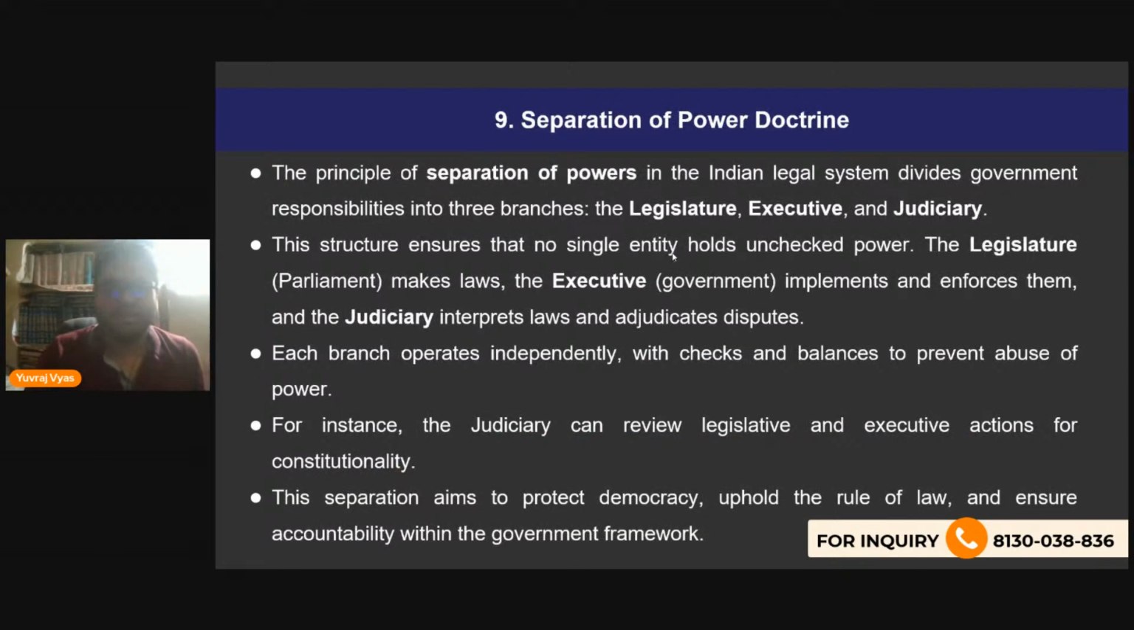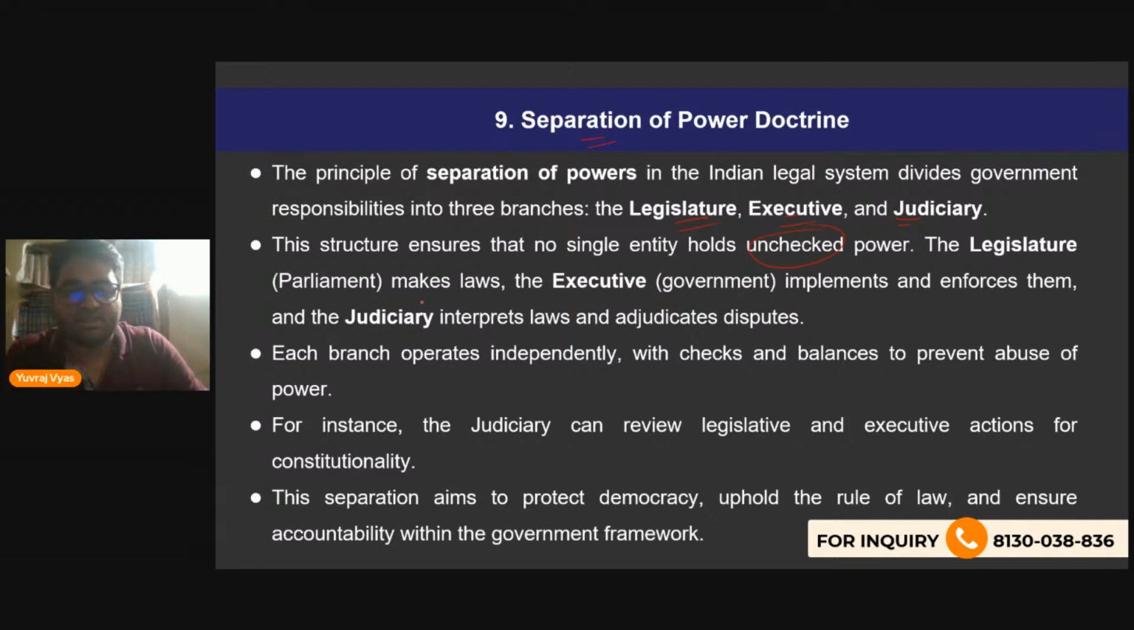Okay, so let's move to the second last concept for today's discussion, which is your separation of powers. Now, what is this doctrine? Let's read what's given in the facts. The principle of separation of power in the Indian legal system divides government responsibility into three branches: the legislature, the executive, and the judiciary. This structure ensures that no single entity holds unchecked power.